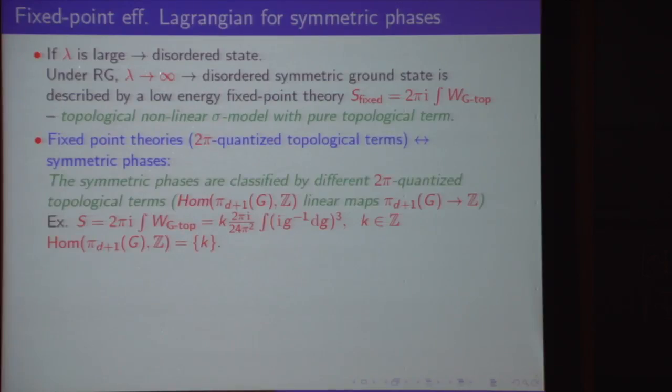However, the point is that this 2 pi quantized topological term turns out to be important. So now we just say they are important, and we don't say it's trivial. If they are important, then we try to say that this different fixed point theory actually is a different 2 pi quantized topological term. And this different 2 pi quantized topological term corresponds to different symmetric phase. So if you think they are important, you will say different topological nonlinear sigma model, basically different 2 pi quantized topological term, corresponds to different disordered phase.